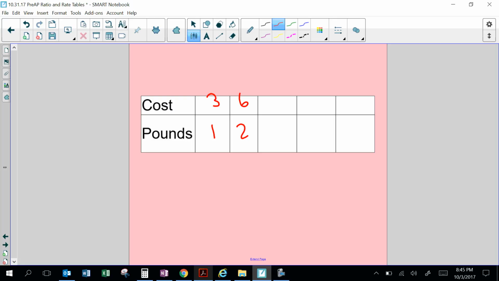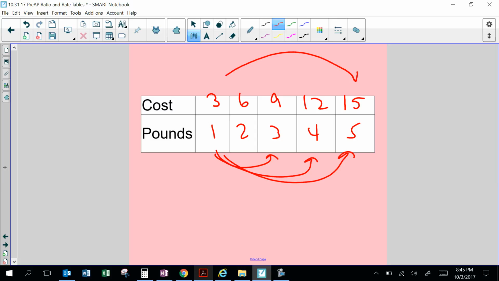So if 1 pound costs $3, 2 pounds costs $6, 3 pounds, scale factor 3, would cost $9. 4 pounds, times 4, would cost $12. 5 pounds, times 5, would be $15. So she can buy 5 pounds of chicken for $15. Each pound costs $3. To buy 5 pounds, you multiply by a scale factor of 5, and that's why $15 is the cost for 5 pounds.